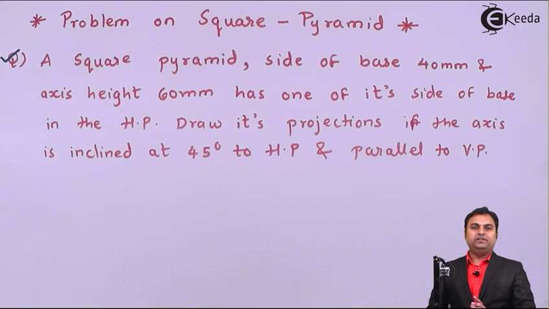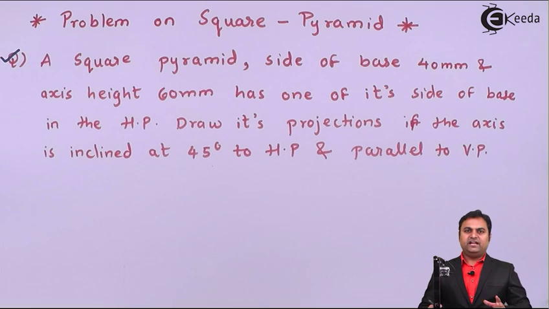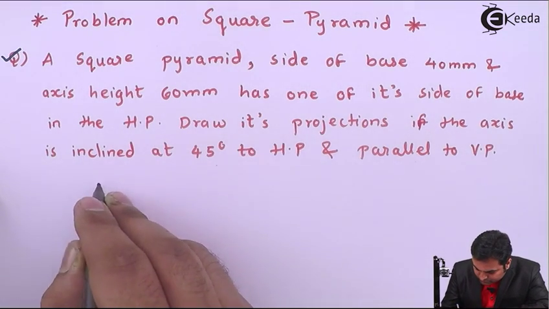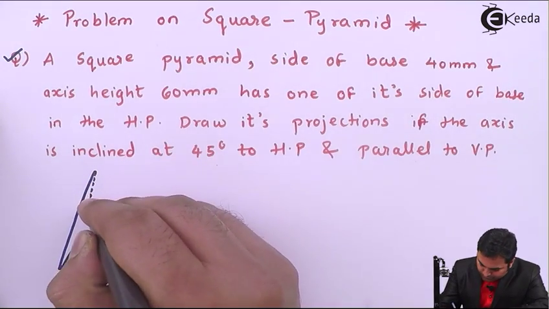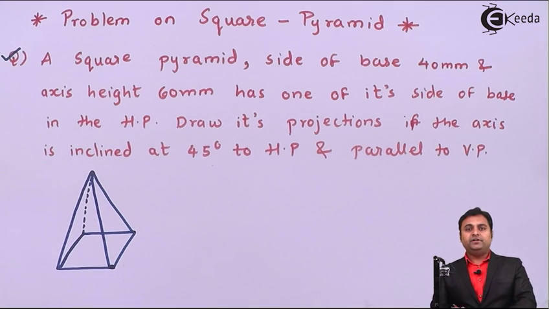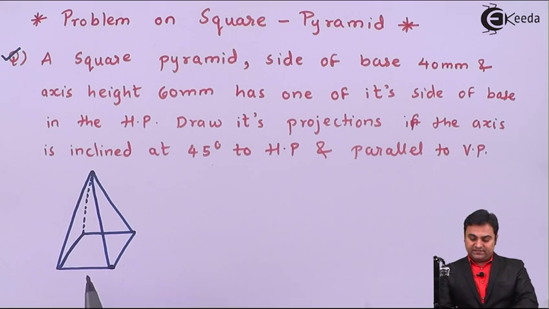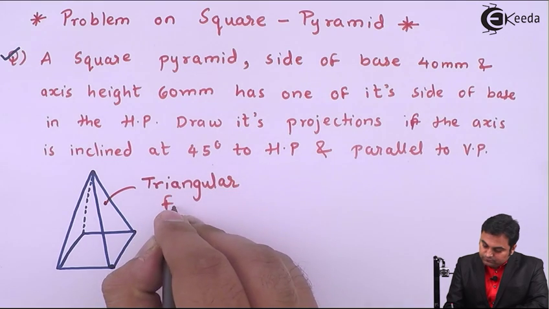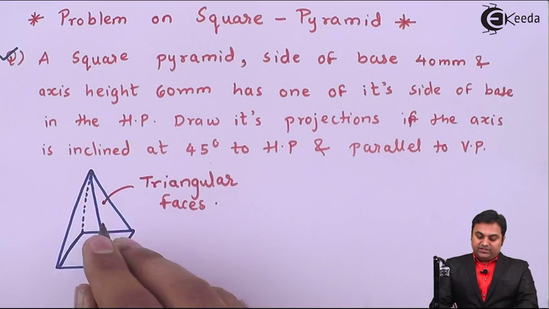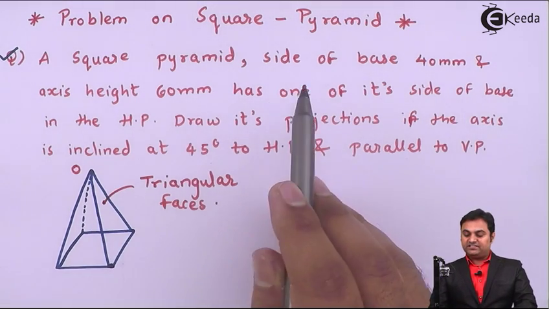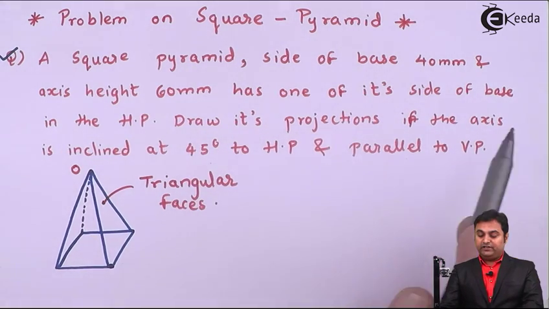By reading the question, the type of solid is understood that it is a square pyramid. So first I'll draw a rough diagram of a square pyramid and explain the initial conditions. Now, this is a square pyramid having a square at the base. It means it has four base edges and there are four triangular faces. Next, all the base edges are connected to a common vertex, which is point O. And now when I read the question, it is given that square pyramid, side of base 40 mm and axis height 60 mm, has one of its side of base in the HP.